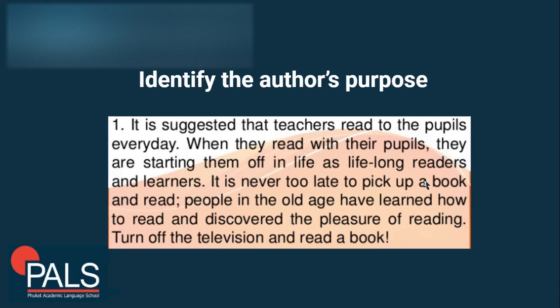It is never too late to pick up a book and read. This is actually suggesting something to the reader, meaning it's trying to convince the reader. It's never too late. And take a look at the last line here: turn off the television and read a book. Or in the present case, of course, get off the internet and social networking websites and read a book. So with that being said, it's pretty obvious that the author's purpose here is to persuade or to convince the reader.